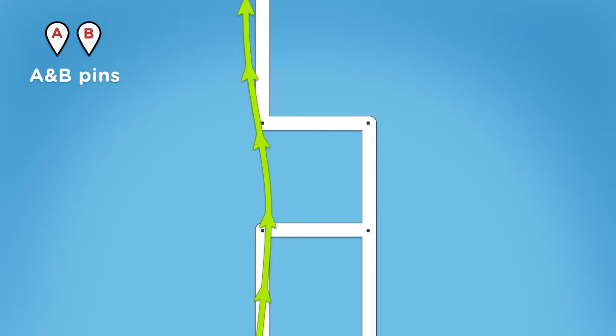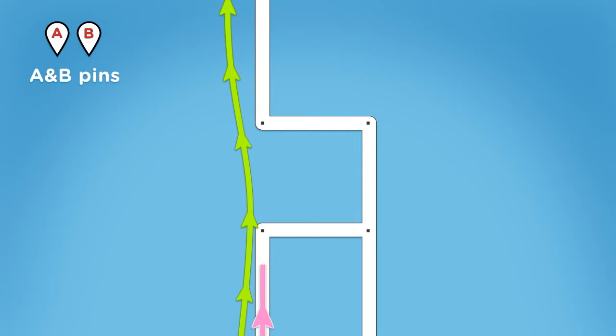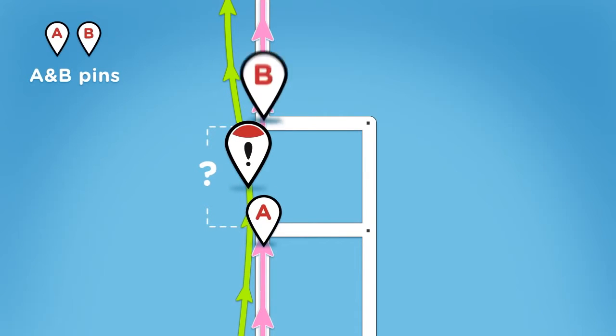A and B pins. The parts of the road that could not be matched to the green line will show as a gap in the pink line and will be marked with an A at the start point and B at the end point to indicate that it's unclear how the user drove from A to B, given the road structure, driving direction, and turn restrictions.